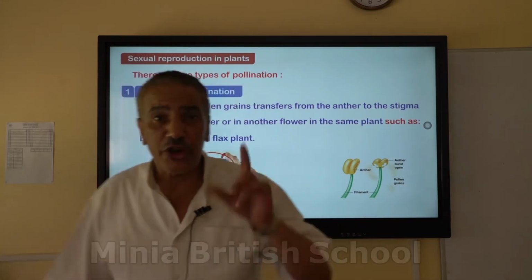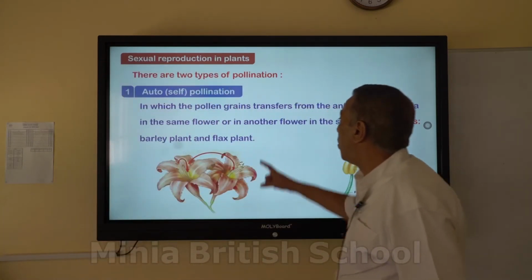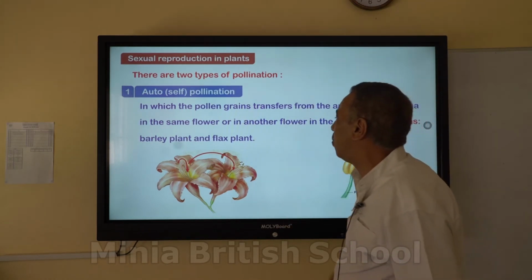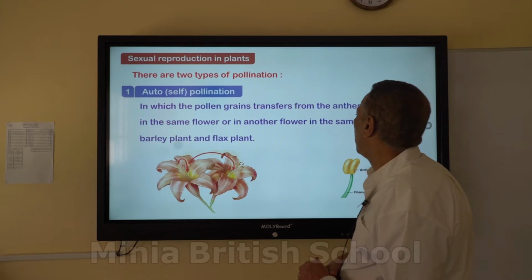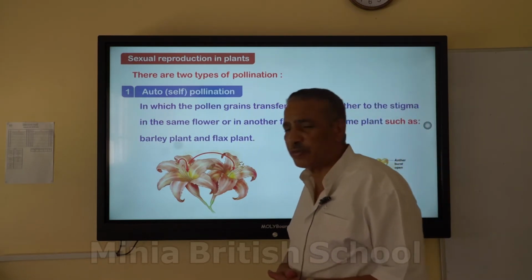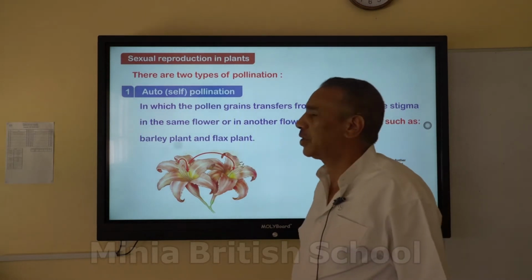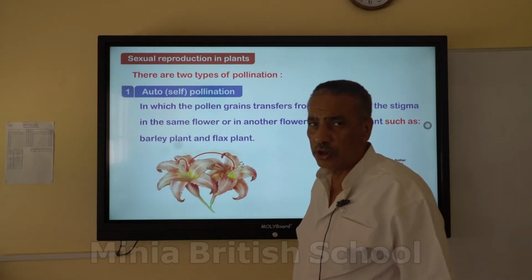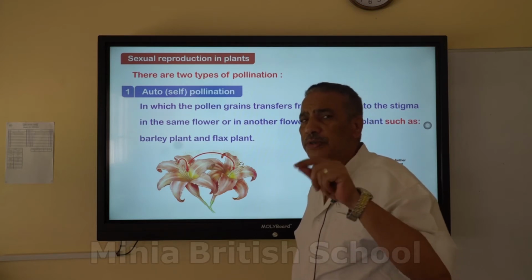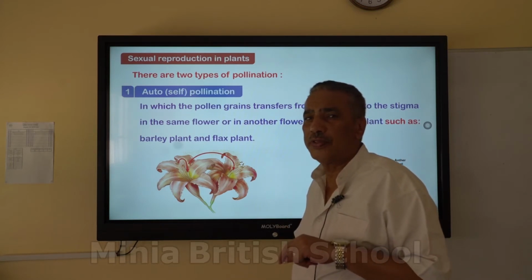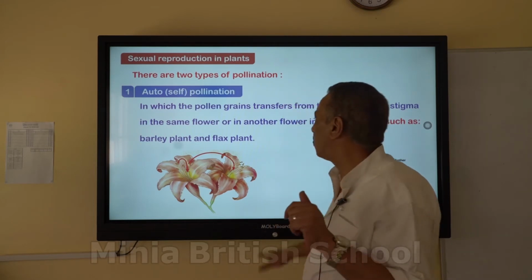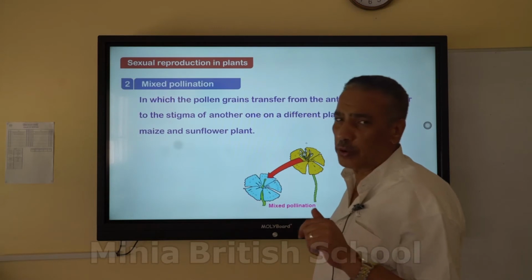If the pollen grains transfer from the anther to the stigma in the same flower or another flower on the same plant, such as the pearl plant or flax plant, this is called self or auto-pollination. Transferring of pollen grains from the anther of the flower to the stigma of the same flower or another flower of the same plant is called self-pollination.